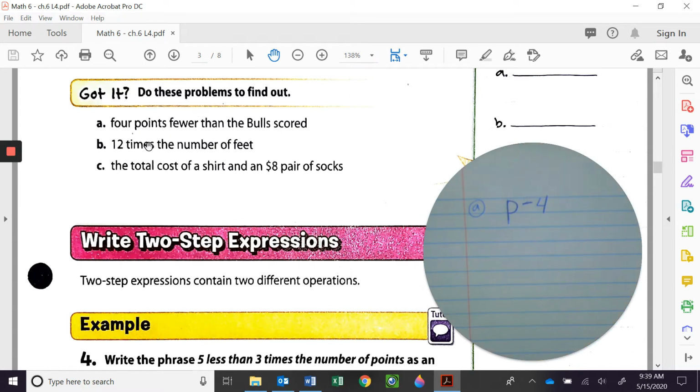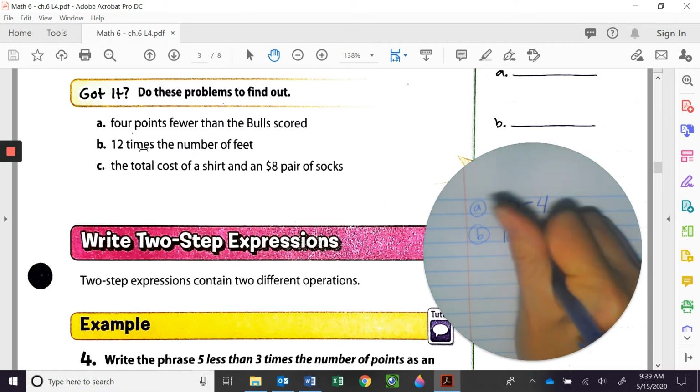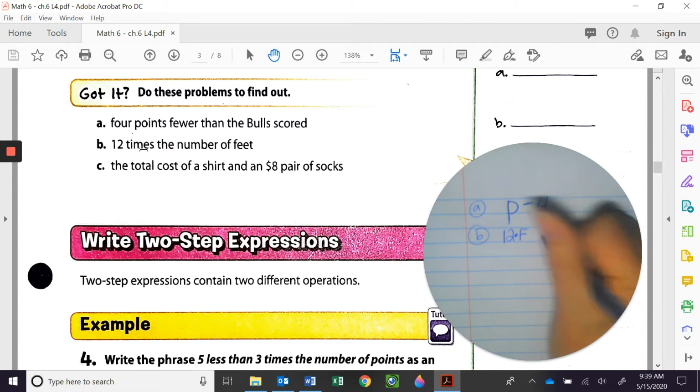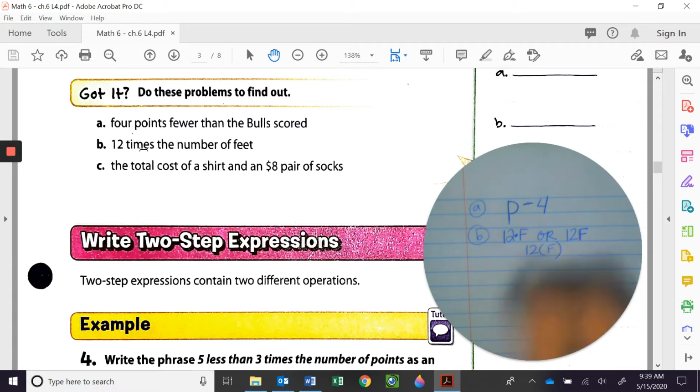Letter B. 12 times the number of feet. Well, we're talking about the number of feet, and we have 12 times that. So 12 times F. And remember, you don't have to write it with the dot. You could write it just with the 12 and the F, or you could even write it with parentheses. It would be harder for you to put the times symbol, but you can.